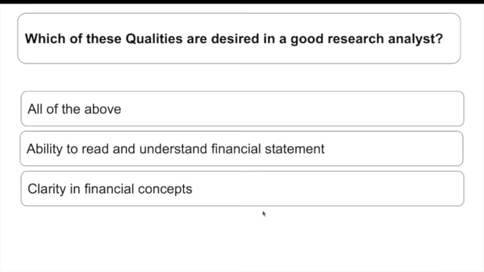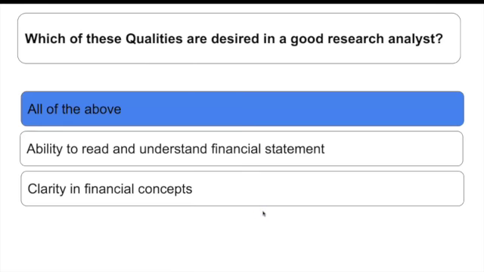Let me start with the very first question. Which of these qualities are desired in a good research analyst? A. All of the above. B. Ability to read and understand financial statements. C. Clarity in financial concepts. And the correct answer is all of the above.